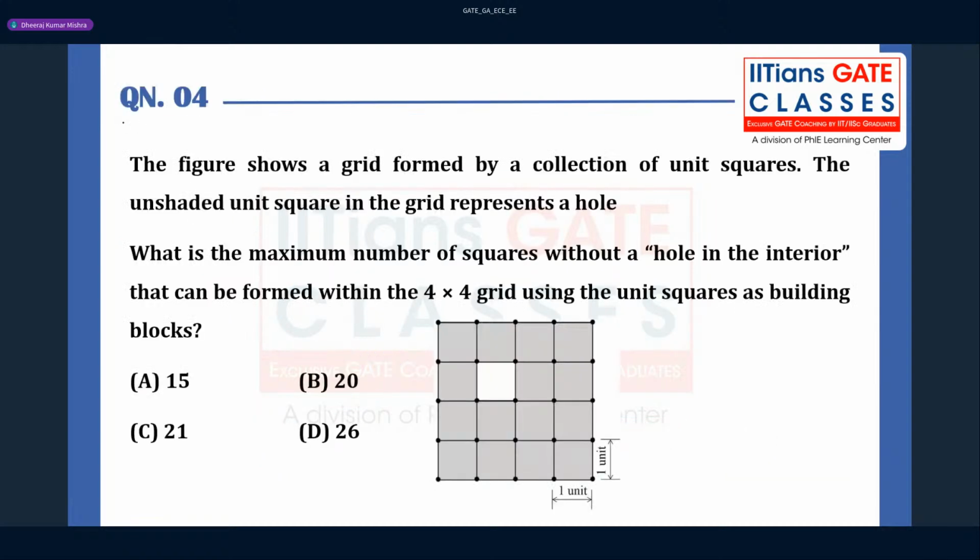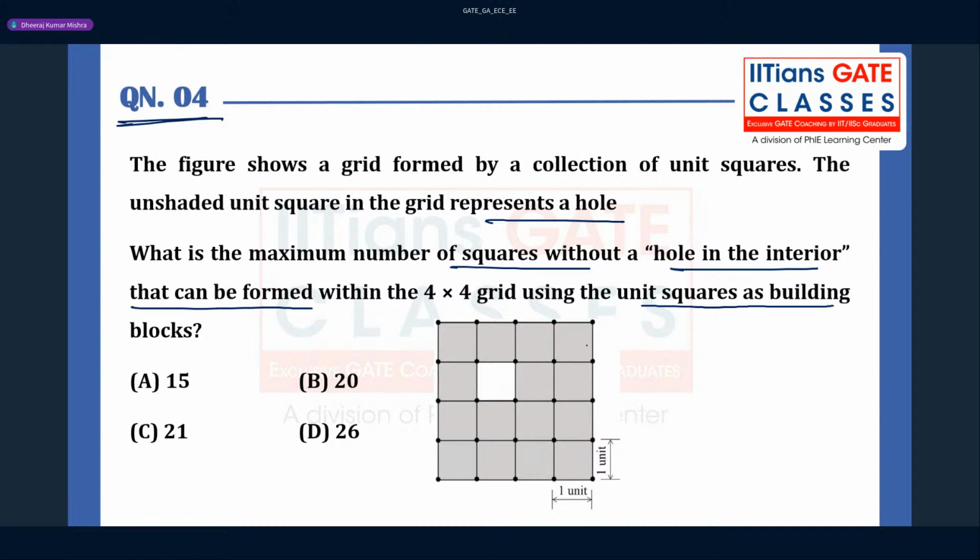Let us go to this question number 4. So this question is from figure counting. These kinds of concepts I've discussed in the class also, so you guys can solve quickly, right? The figure shows a grid formed by a collection of unit squares. The unshaded unit square in the grid represents a hole. So this is unshaded, this is the hole. What is the maximum number of squares without a hole in the interior that can be formed within the 4 by 4 grid using the unit squares as building blocks, right?